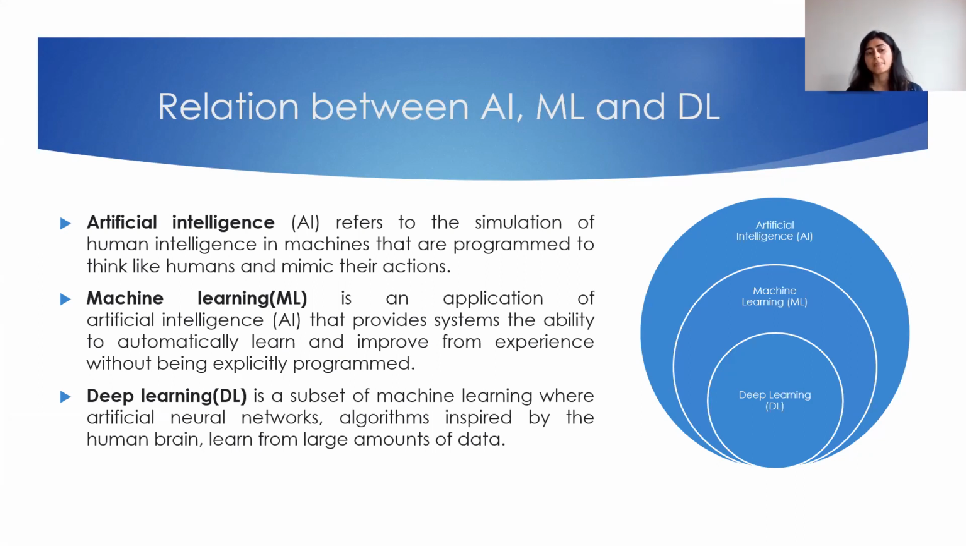Deep learning is a subset of machine learning where the artificial neural network plays a role, and these artificial neural networks are inspired by the human brain. These neural networks work similarly to the human brain. In the human brain, we have neurons. Similarly, in the artificial neural network, there are neurons which work the same as in the human brain.